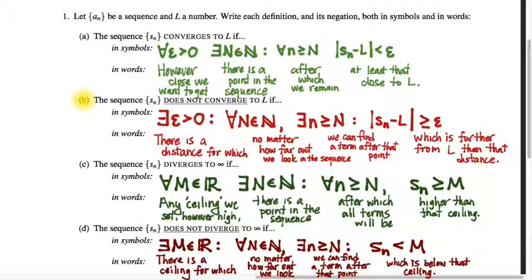So if we're going to show that this sequence does not converge to 0, so here the role of L is going to be played by 0, then what we need to show is that there exists an epsilon, a distance, for which no matter how far out in the sequence we look, we can find at least one term after that point which is further from 0 than the distance that we chose. So this is the statement that you're about to prove.